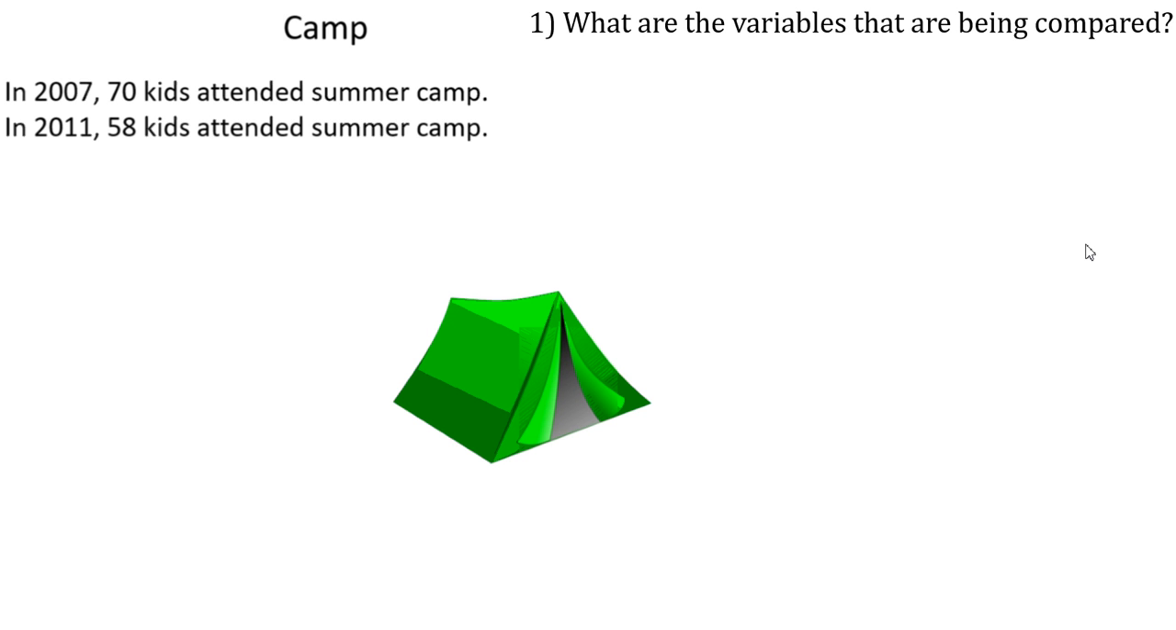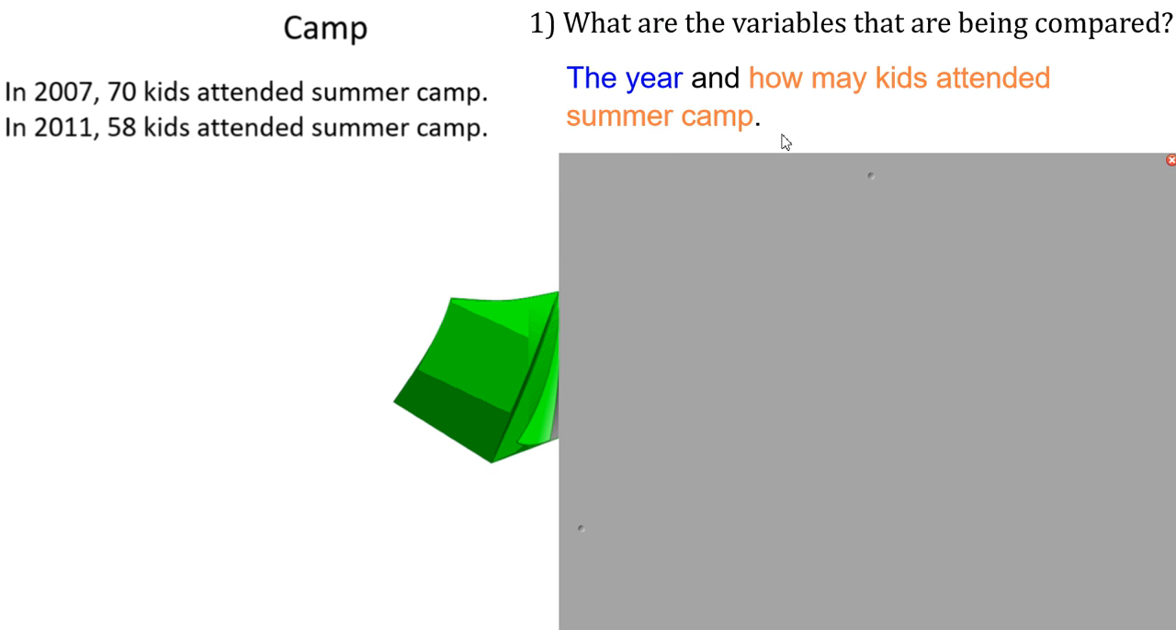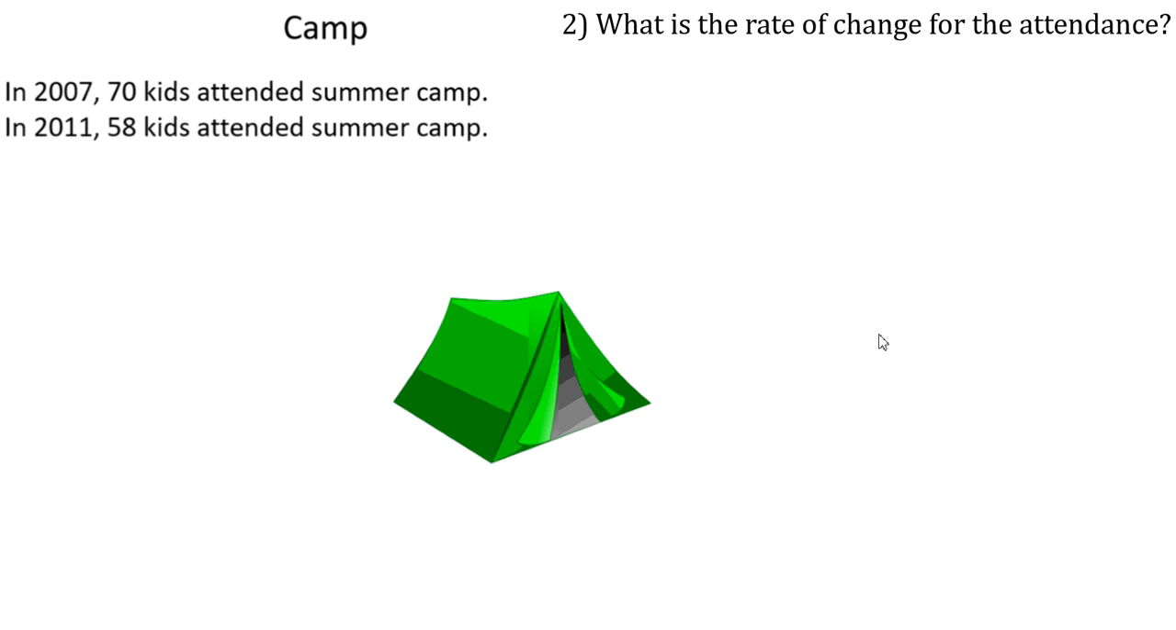So we're trying to determine what would be our inputs, our independent variables, and our outputs, the dependent variables. It goes back to the two items being discussed. One is the year, and the other is the amount of kids. So we know the independent variable is the year, and the dependent variable is how many kids attended summer camp. Inputs, outputs. Well, what would be the rate of change for the attendance?